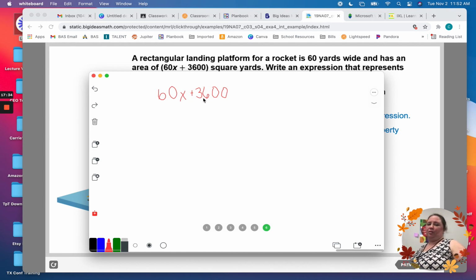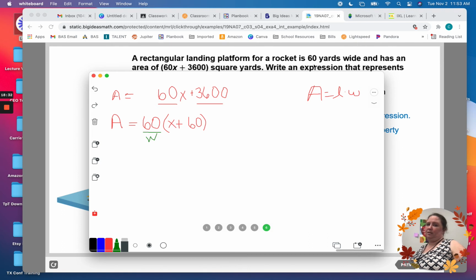So again, from our original, this expression represents area. Everybody follow that. And remember, the formula for area is length times width. Then they told us, how wide was it? 60. So in order to find length times width, we factored 60 out of both of these. So that told me that 60, open parentheses, 60 divided by 60 is just 1, so leave the x. 3,600 divided by 60 is 60. Now this is still the formula for area. I just rearranged it a little, right? So when you're looking at this, what does the 60 represent?